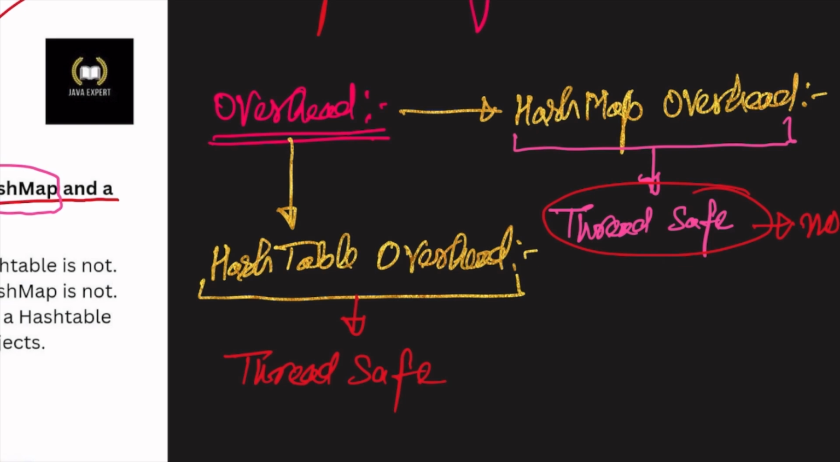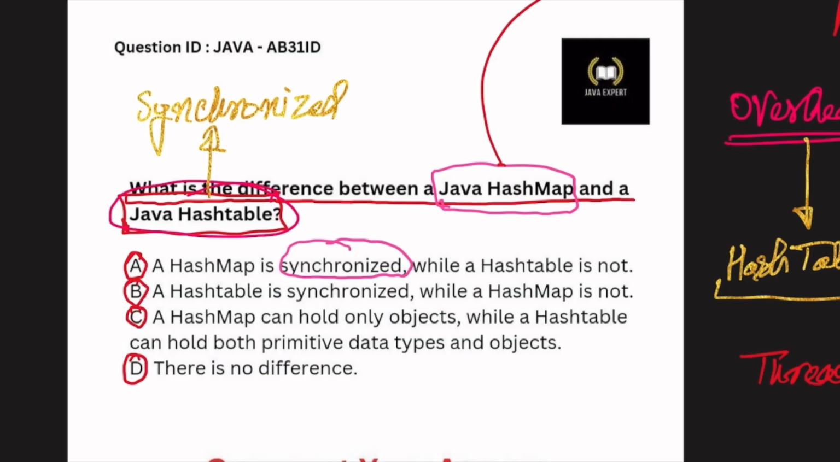Okay, let me talk about the performance. If I talk about the Java hash map, it is generally faster because it is not synchronized and has less overhead. And if I talk about the hash table, it is slower due to synchronization overhead.